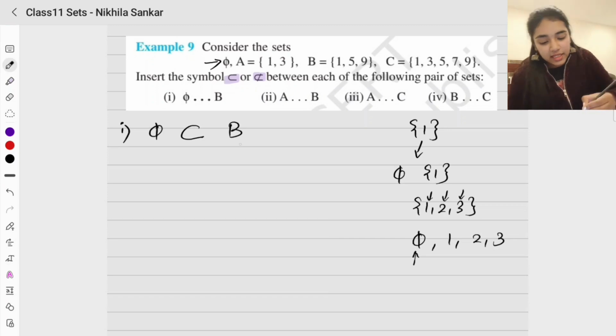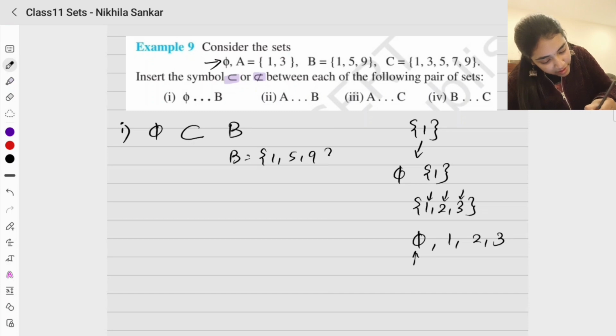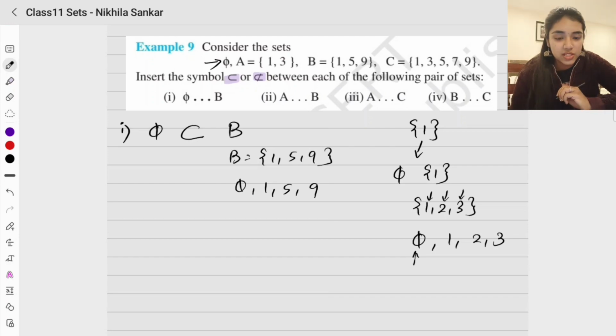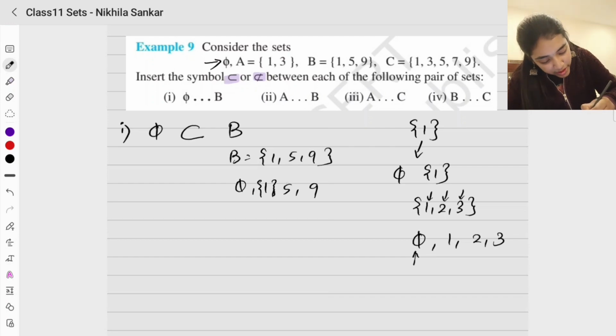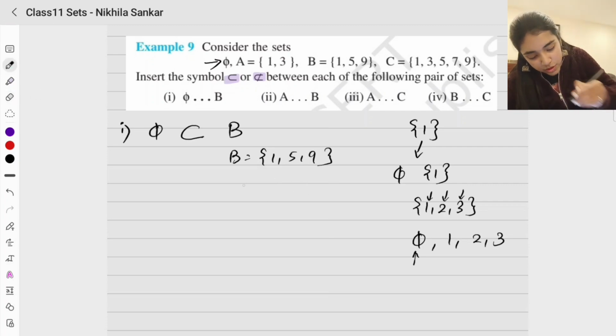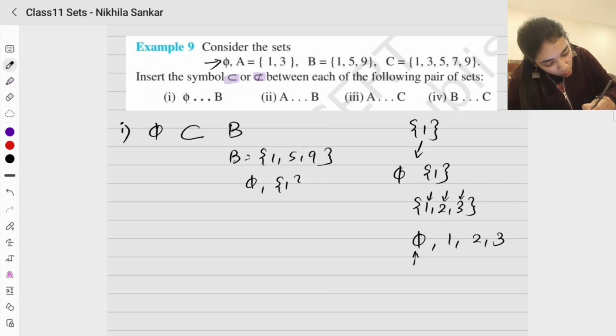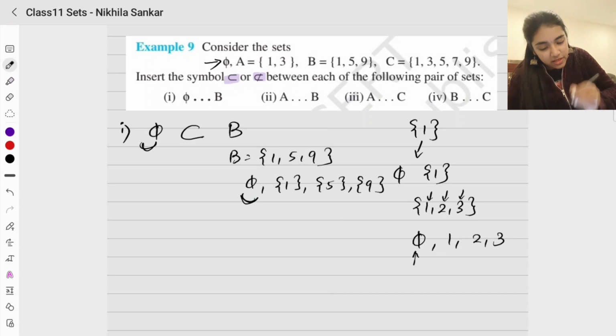Okay, B ல என்னென்ன இருக்கு? B has the elements 1, 5 and 9. So what are all the elements of B? It is going to be 1, 5 and 9. So these are all going to be the elements. So you have to write it like this inside curly brackets. Okay. Let me write that for you. So what are all the elements? 1, 5 and 9. So {5} is a subset of B.